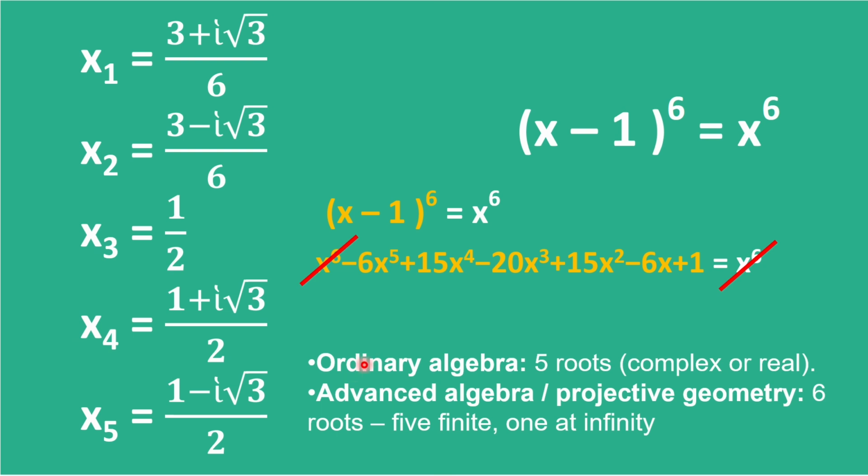So in the bottom line, our conclusion is that in ordinary algebra, you can say 5 roots which are complex or real roots. But in advanced algebra, you can say that this is a degree 6 equation, in which you consider one point lies at infinity. So therefore, in advanced algebra or projective geometry, you can say 6 roots: 5 finite roots and one at infinity. So that's why we have written 5 roots over here.